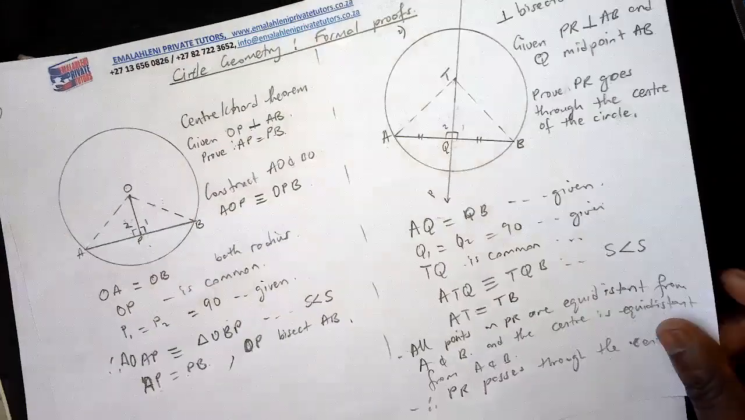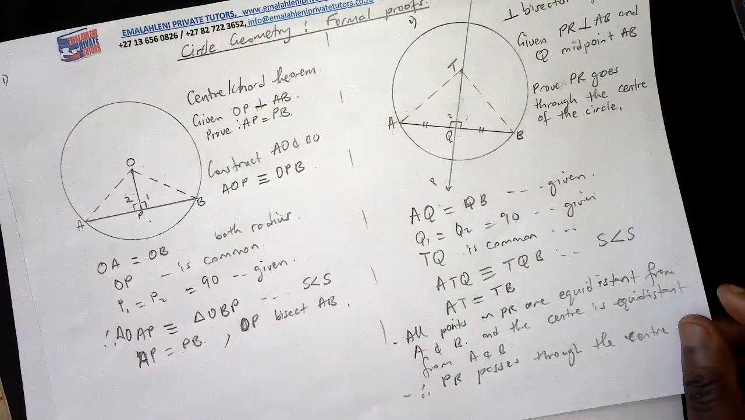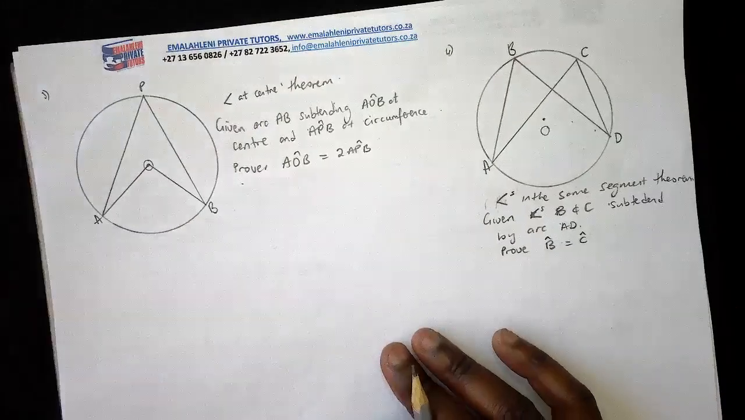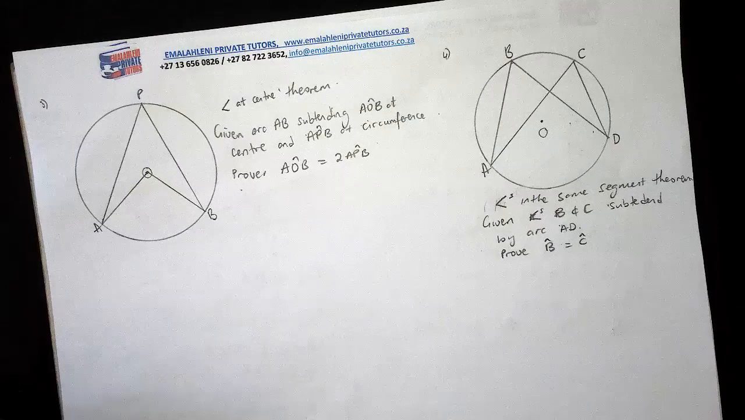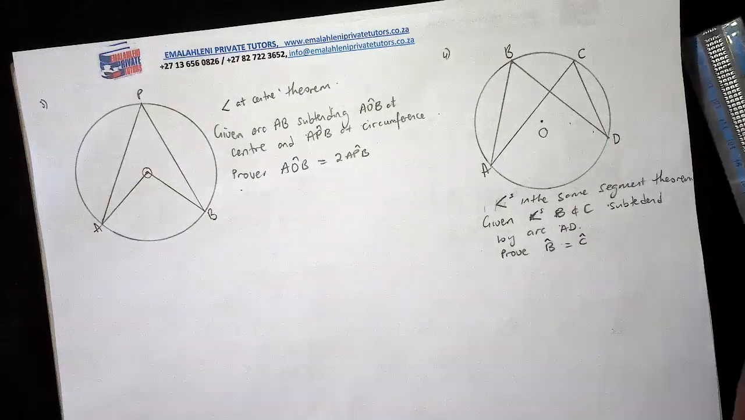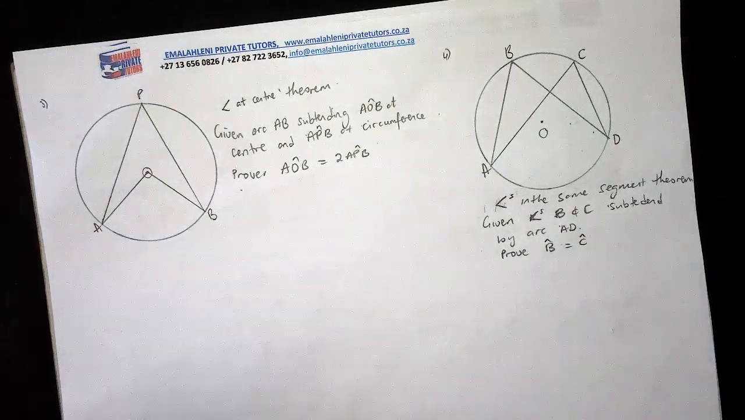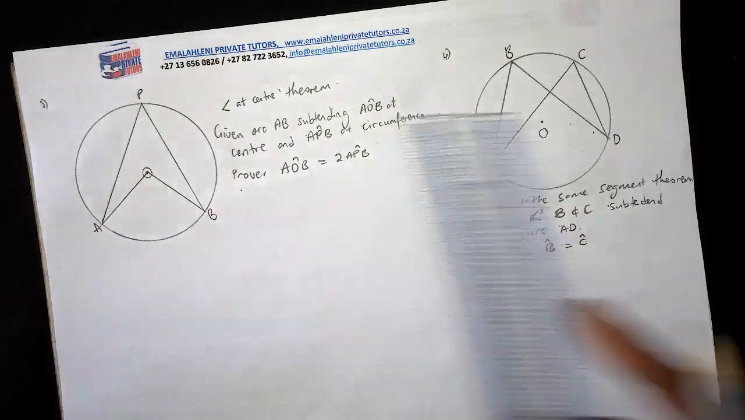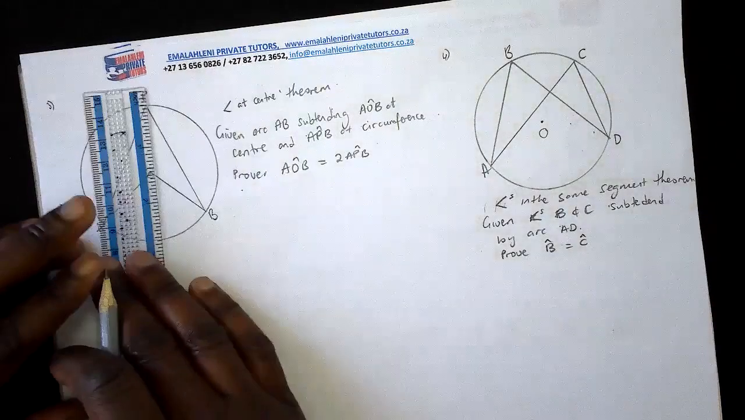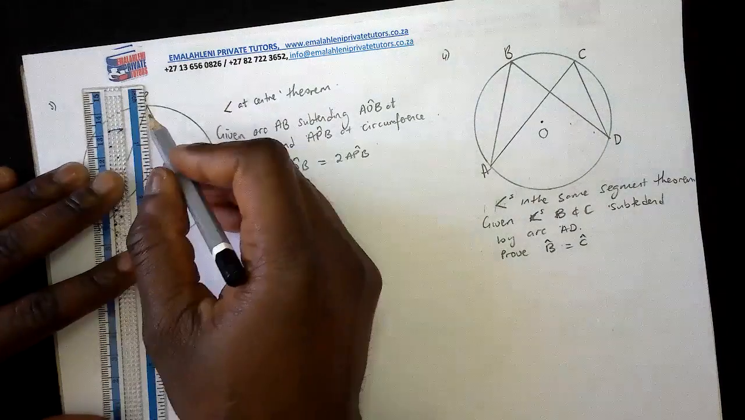Okay, let's move on to the next theorem. So this one is the angle at the center theorem. Angle subtended at the center is twice the angle subtended on the circumference. So what do you need to do here? You need to construct a line here. You need to construct a line.